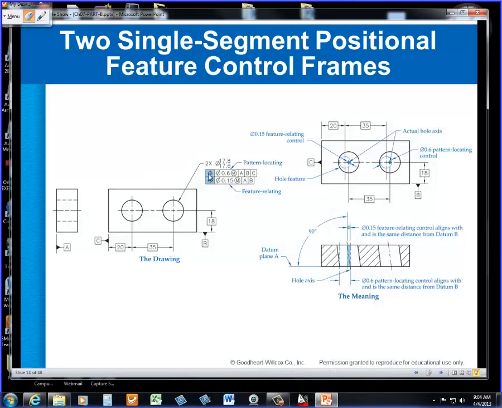Alright, so when we look at this and we've got two positions specified, it's making us look at it as single segment. So we can see we have a little tighter control. We're controlling based on this center line right here and keeping it on that center that's 18 millimeters away from B, so that the pattern stays within this location. So it's a little tighter control.